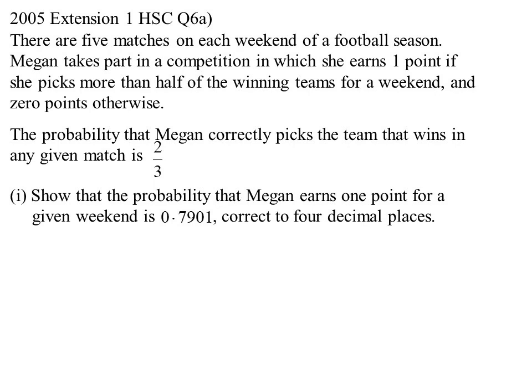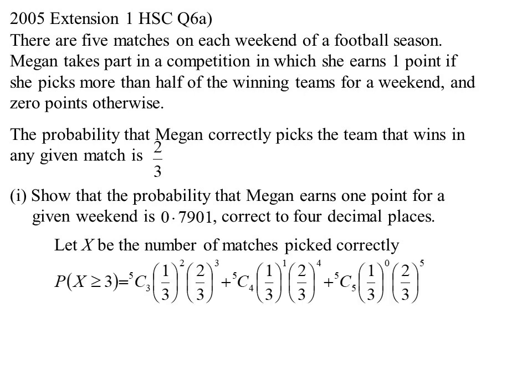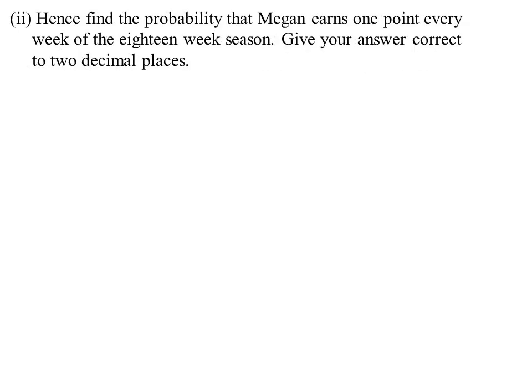So what am I interested in for this? It's the number of matches that she's picked correctly. That's what I'm interested in. In order to get a point, it has to be the majority. So 3, 4, or 5 matches correctly. So I work out each of those individually, add them together, and sure enough, that works out to be 0.7901 to 4 decimal places. Okay, second part of the question.